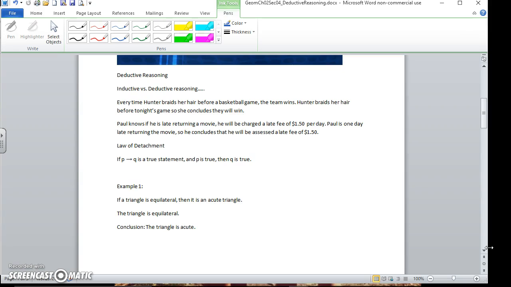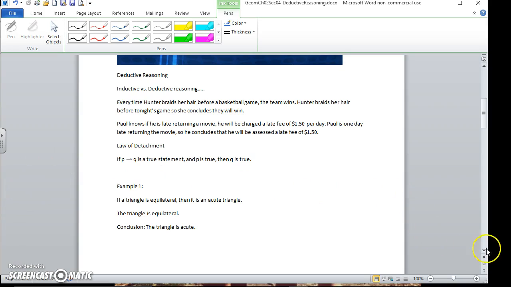All right, look at number 2. Paul knows if he's late returning a movie, he'll be charged a late fee of $1.50 per day. Paul is one day late returning a movie, so he concludes that he will be assessed a late fee of $1.50. That is deductive reasoning. Reasoning that's based on facts. He already knows this is going to happen. The situation arises. He knows what the conclusion is going to be from that.